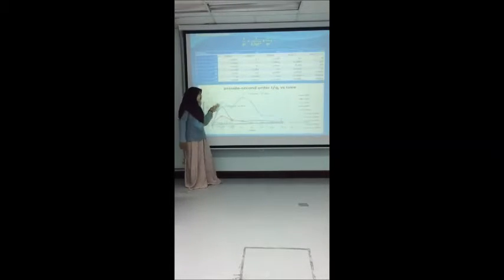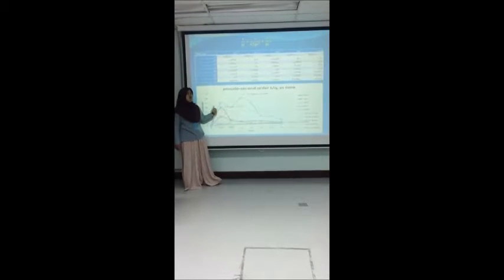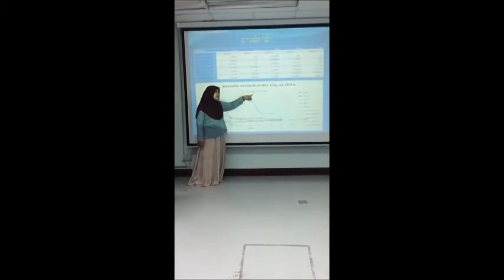And then we plot the graph. After we plot the graph, it is the same with the pseudo first order. We need to find for the linear equation, which is y equal to mx plus c.